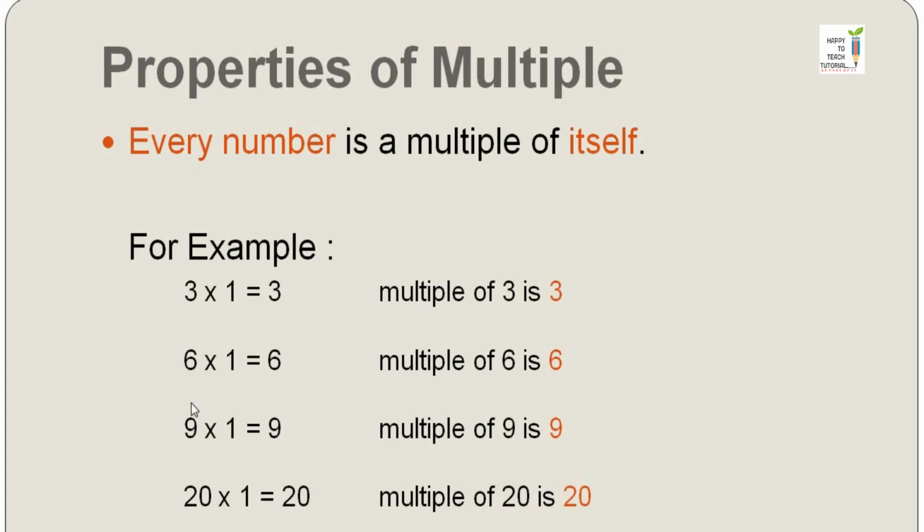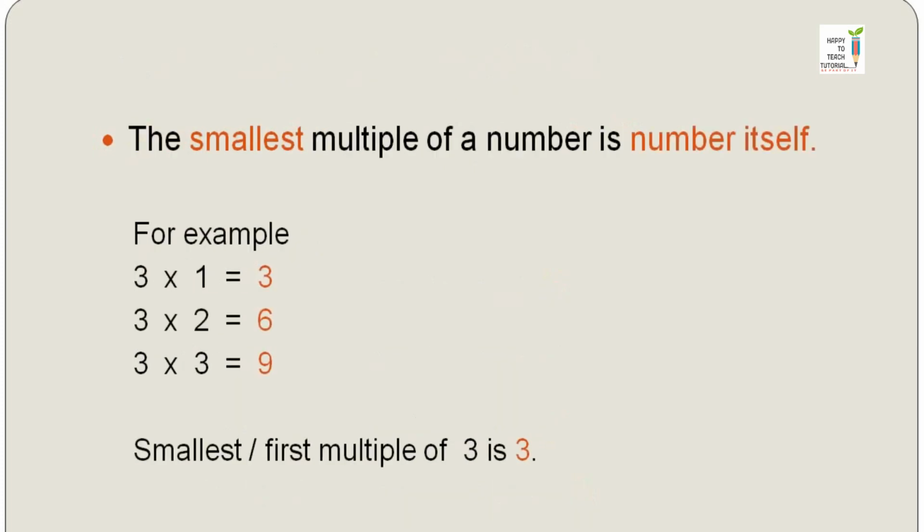Okay. So we conclude here every number is a multiple of itself, and each and every number is a multiple of 1 also. Next property, the smallest multiple of a number is the number itself. For example, 3 into 1 is equal to 3, 3 into 2 is equal to 6, 3 into 3 is equal to 9. So here the smallest multiple of 3 is 3. So each and every non-zero number is a multiple of itself.